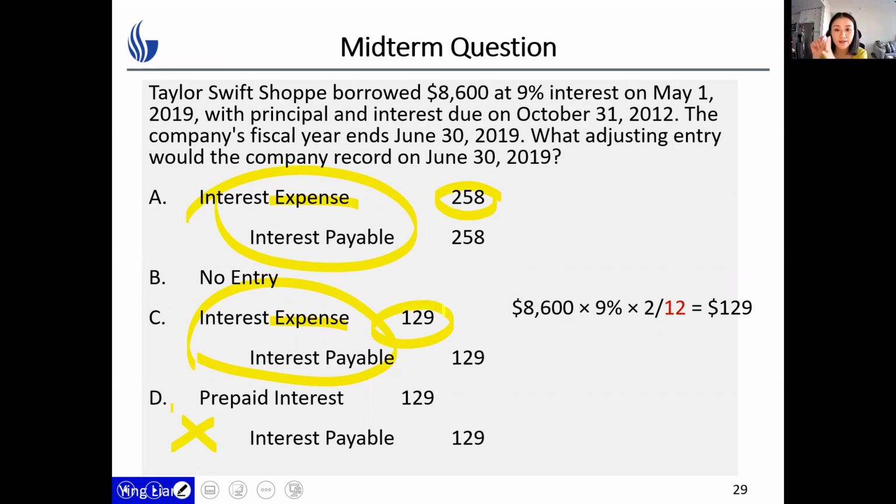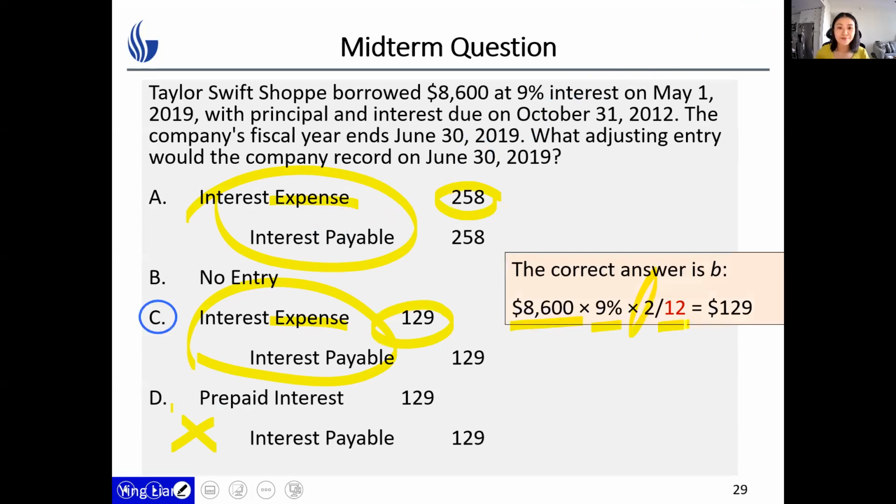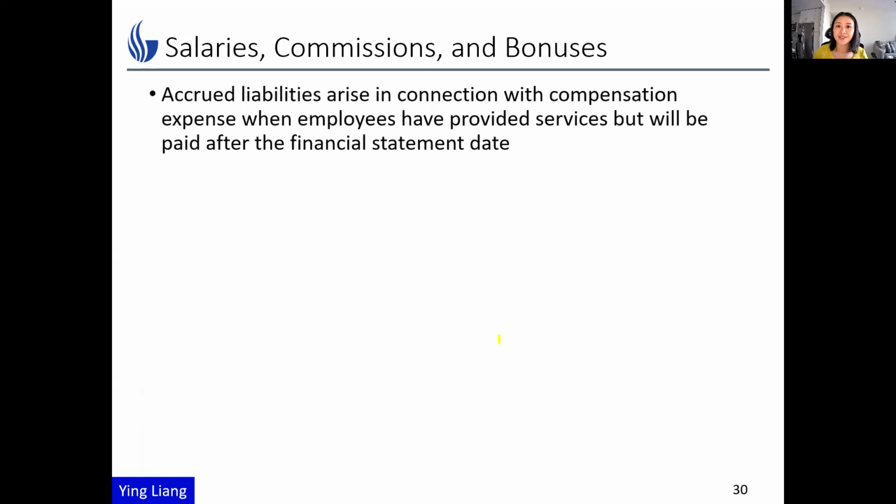Next is about the number, either 258 or 129. The actual calculation using the formula is the principal times the annual interest rate, and people have no difficulty counting that there are 2 months. The key part is, do you divide by 6 or do you divide by 12? The interest rate is for 12 months. You are using 2 months of the 12 months, so divide by 12. The answer is 129. Now, in the next video, we'll continue and talk about salaries, commissions, and bonuses.